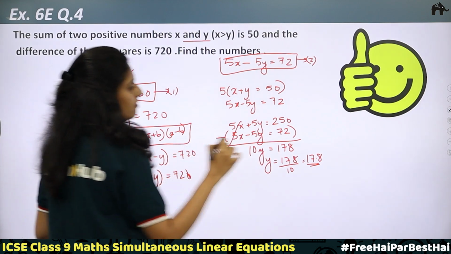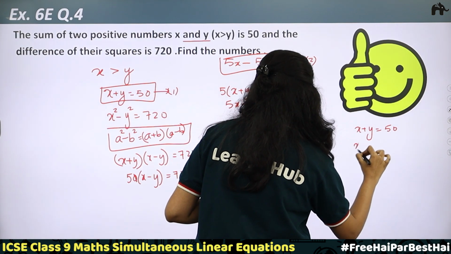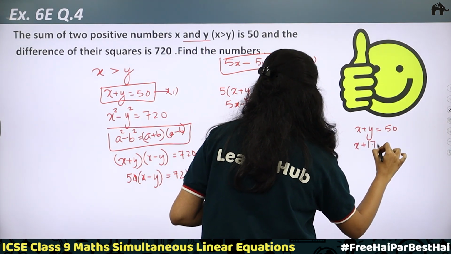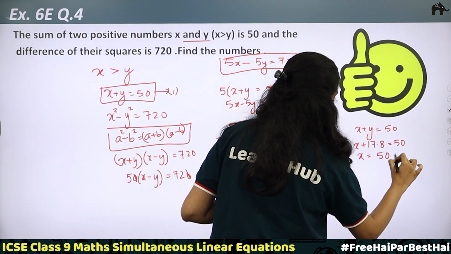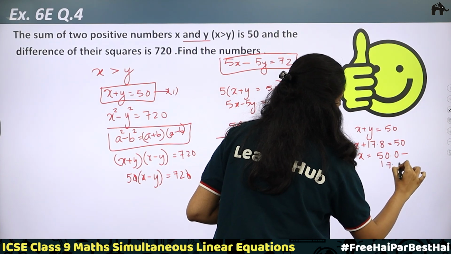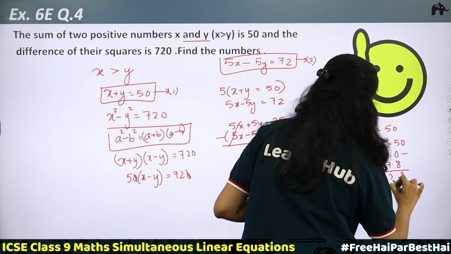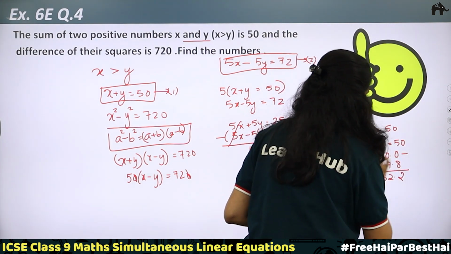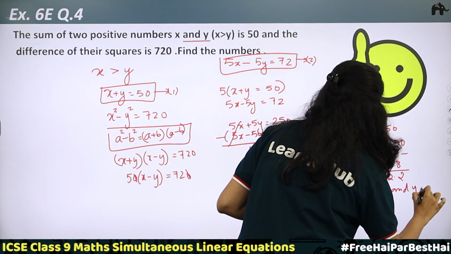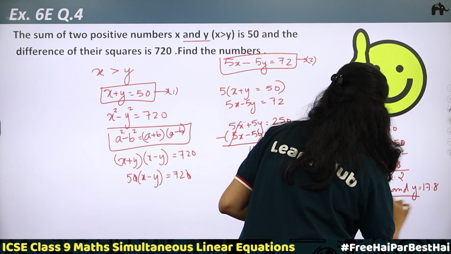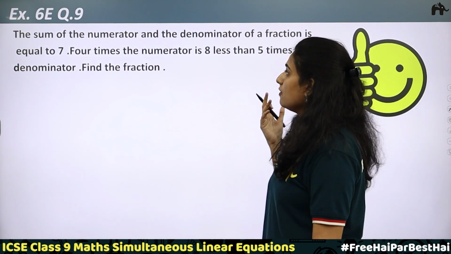Now to find x, we have x plus y is equal to 50. Okay, which means x plus 17.8 is equal to 50, or x is equal to 50.0 minus 17.8. Okay, then how much do we get? You will be getting 32.2. Okay, so x is equal to 32.2 and y is equal to 17.8. So these are the two positive numbers. Clear?